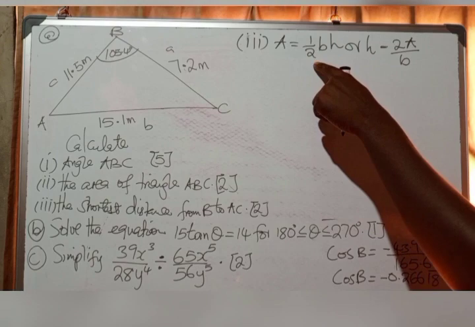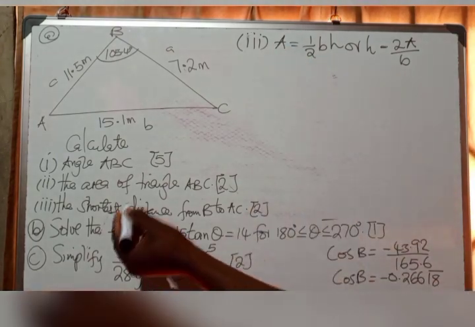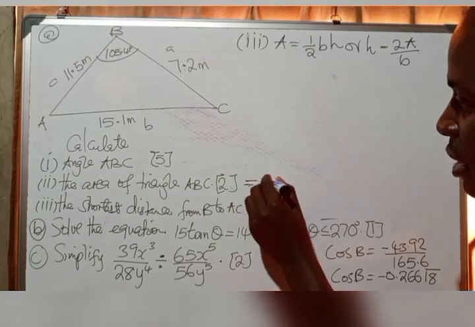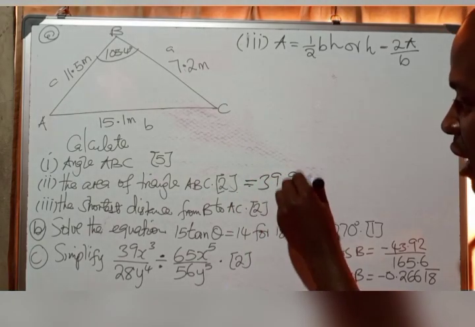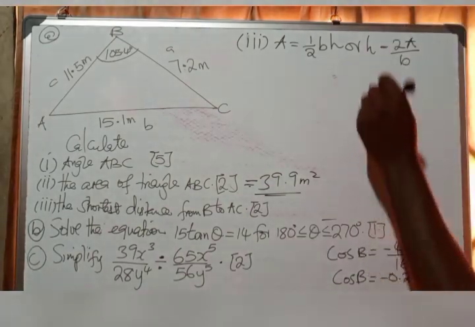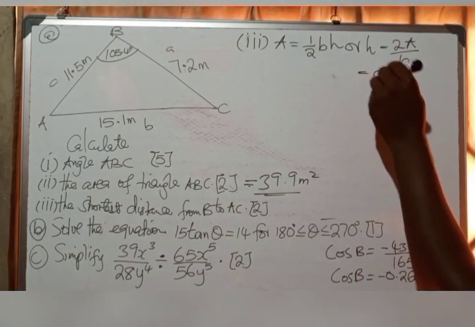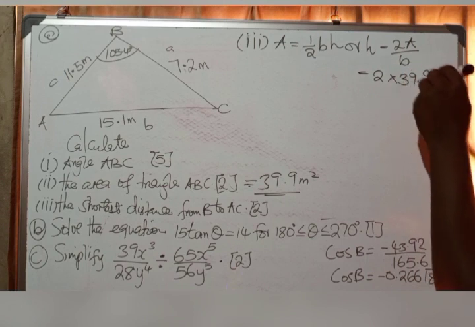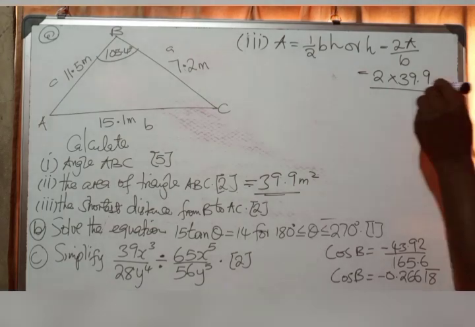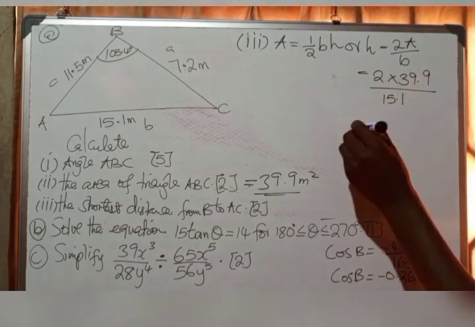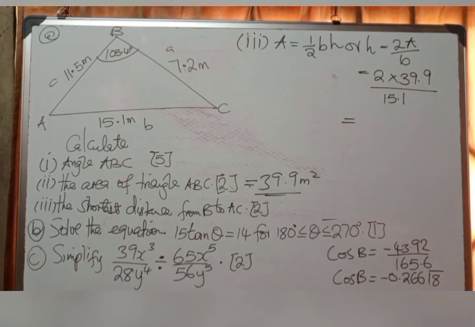Or if you go with this formula, where there's A, you put the answer we got there. What was our area there? Our area here was 39.9 meters squared. So you substitute. So our answer will be 2 multiplied by 39.9, then you say divided by 15.1. So 2 multiplied by the answer we have found.